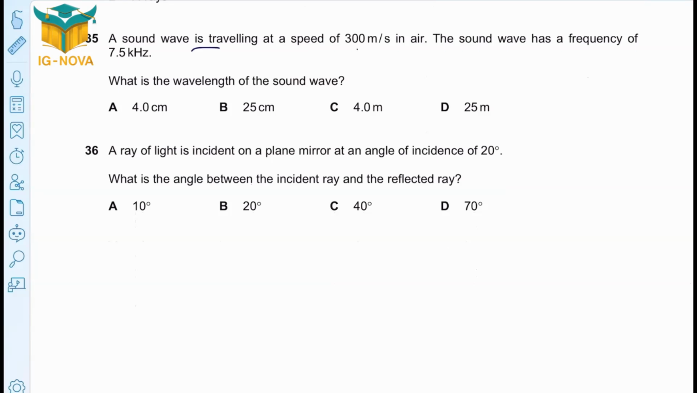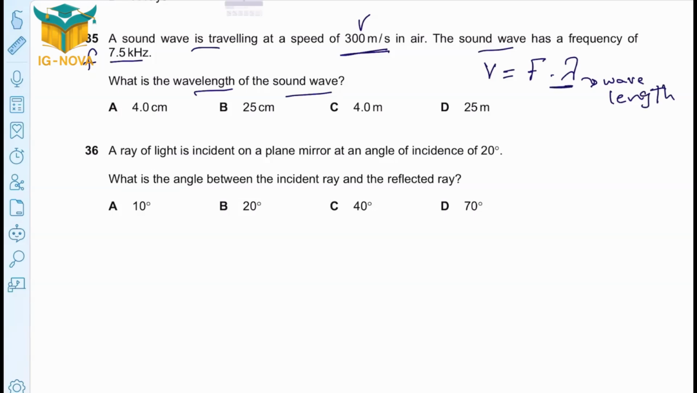Question 35. A sound wave is traveling at a speed of 300 meters per second in air. This is the speed. The sound wave has a frequency of 7.5 kilohertz. So this is F, frequency. What is the wavelength of the sound wave? والله أنا فاكر إن الرول بتاعت velocity equals frequency times lambda, F is frequency and lambda is wavelength. فحضرتك طالما عايز ال wavelength، ال F هتروح الناحية التانية. So lambda will be V over F. V is 300, F is 7.5 kilohertz. This is notation, كيلو 10 باور 3.